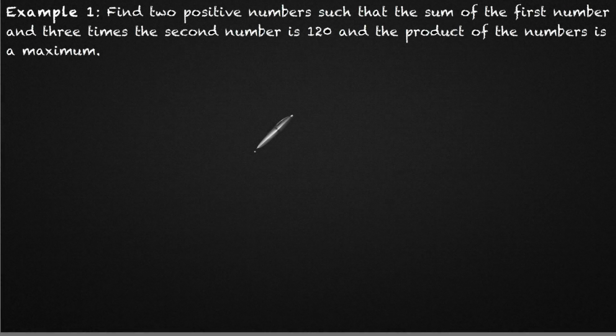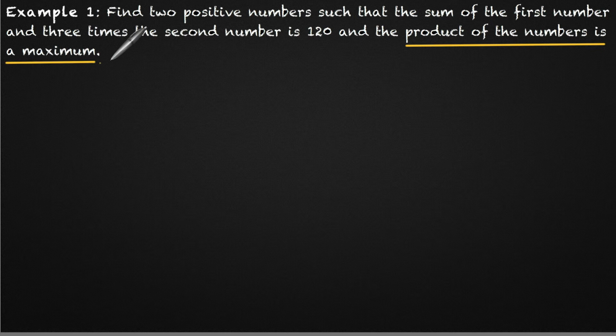Okay, example one. Find two positive numbers such that the sum of the first number and 3 times the second number is 120, and the product of the numbers is a maximum. So I'm going to underline this: the product of the numbers is a maximum. That last sentence tells us exactly what we are trying to maximize. So step one, I'm going to write the product as a function of two variables, x times y. This is what we're trying to ultimately maximize.